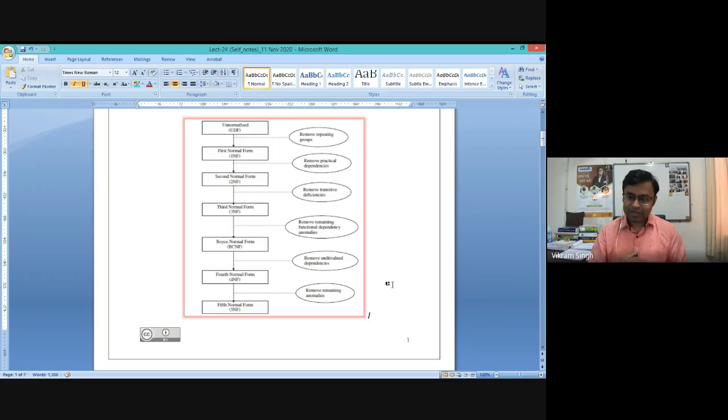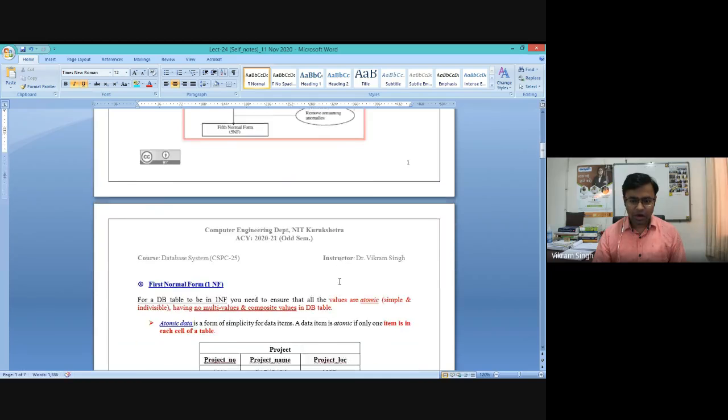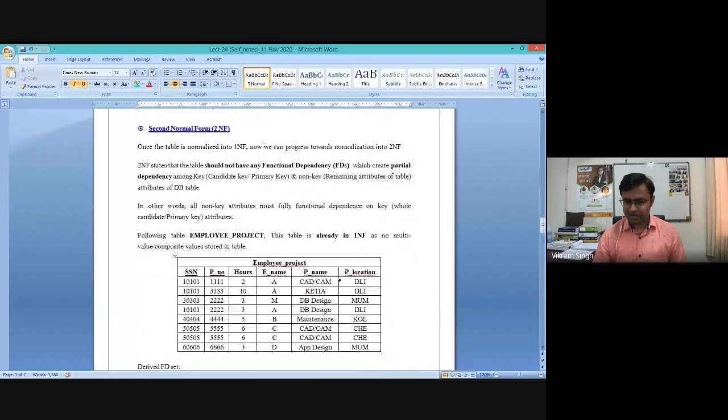If that particular condition is not satisfied, if it does not meet the second normal form condition due to any specific FD, you should take the decision of decomposing that relation, right? So let me scroll down to second normal form identification and decomposition. All right, this is something we discussed in the previous lecture: the table is now in first normal form. Now you can progress towards normalization to second normal form.